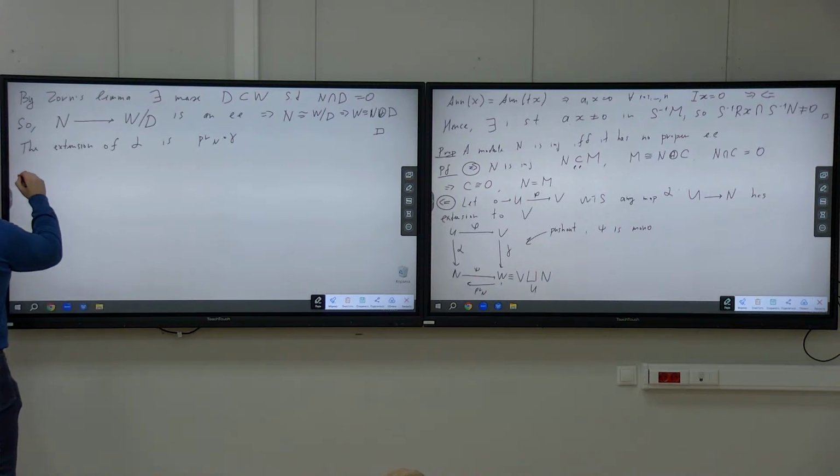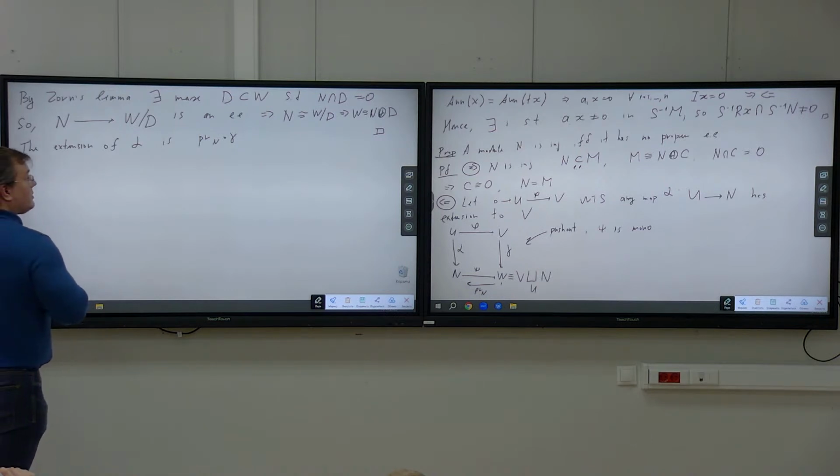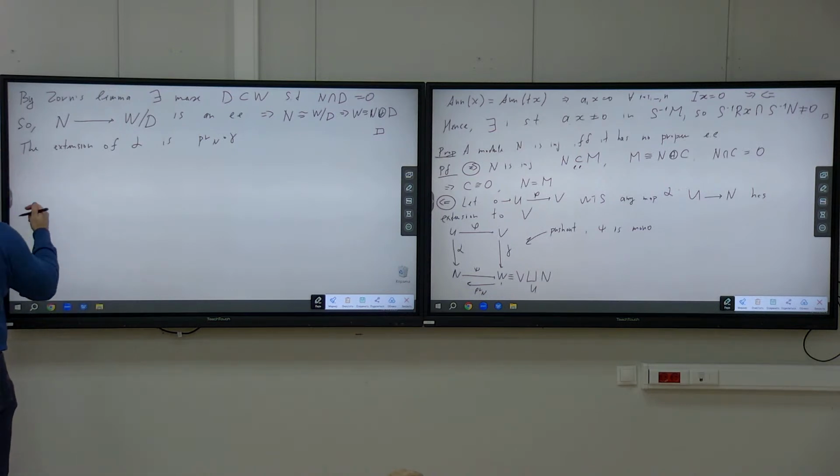Okay. So this is one way to characterize an injective module. It has no proper essential extensions. We will need this essentially in the next proposition, I think. So first let me give a definition.